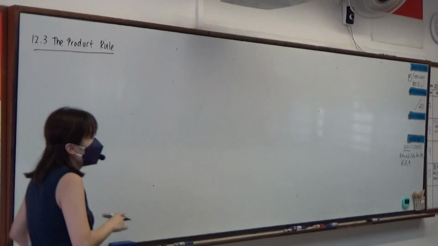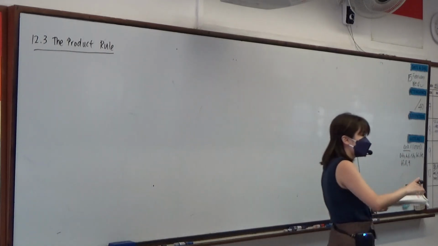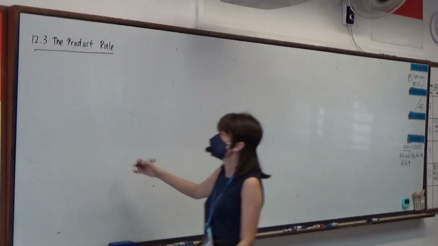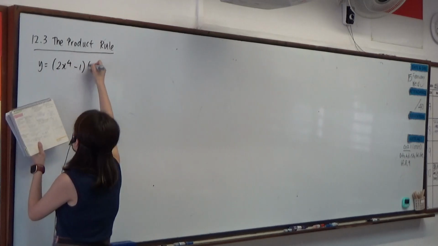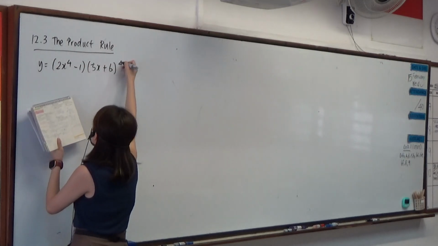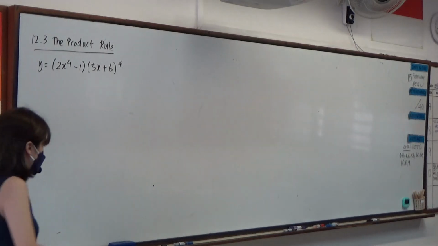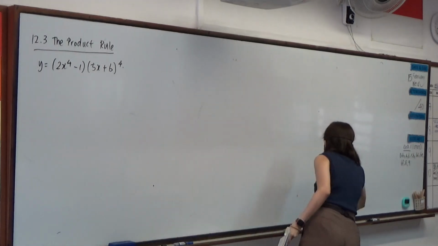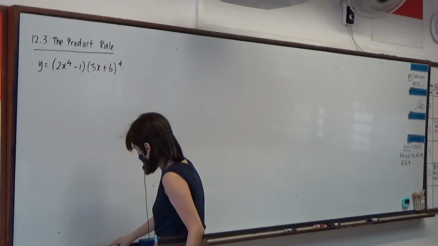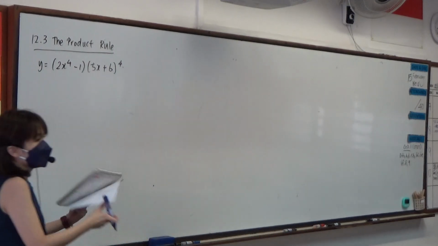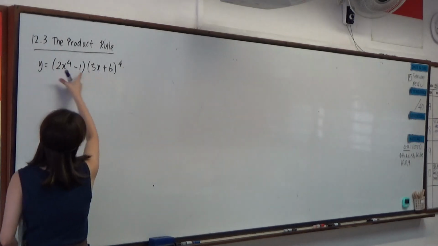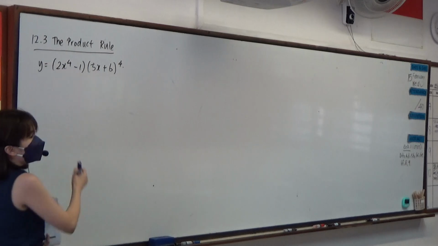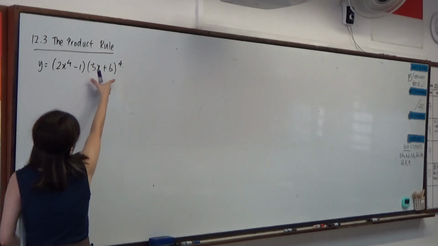The main purpose of product rule is to look at how we differentiate things like this. Are we ready? The purpose of product rule is to look at the product of things. So in this case, we have 2x to the power of 4 minus 1 times 5x plus 6 to the power of 4. It is a product.